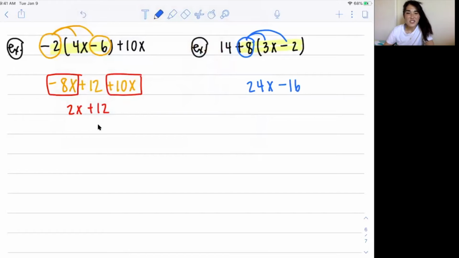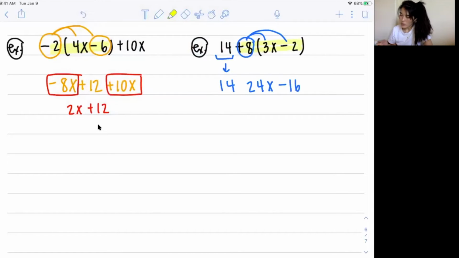All right, so your first one, you would have gotten 2x plus 12. Hopefully you got that. Your second one, though, I actually paused halfway through the problem. What I want to point out is that I actually distributed that 8 first, like we talked about. So before you add, you distribute first. Now, notice that this 14 is going to come down to the final answer. So I'm going to bring down this 14.